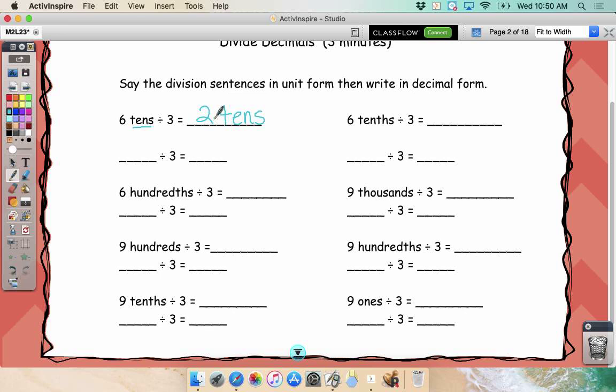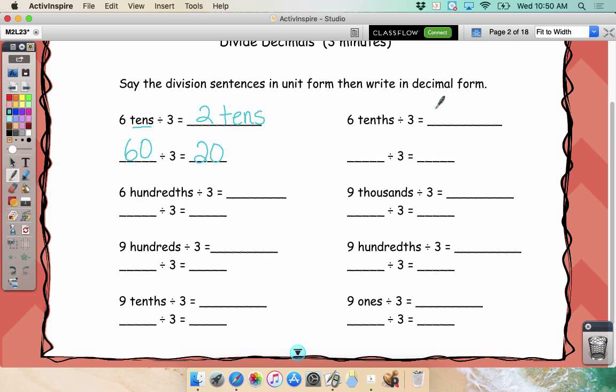Now I'm going to change that to standard form. So what number is 6 tens? 60. 60 divided by 3 equals 2 tens. 20. Okay, let's go across and do this one.